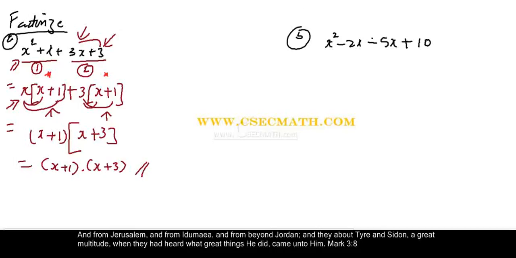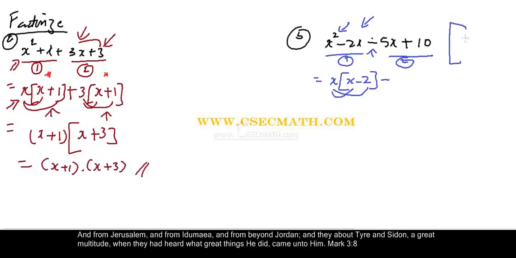Now, in question number B, I would be grouping in the same fashion. This would be group 1 and this would be group 2. From group 1, I would be taking x as a factor. That leaves me x minus 2, because x into x would give me x squared, x times minus 2 would give me negative 2x. The sign I see here is negative. I place the negative sign out.